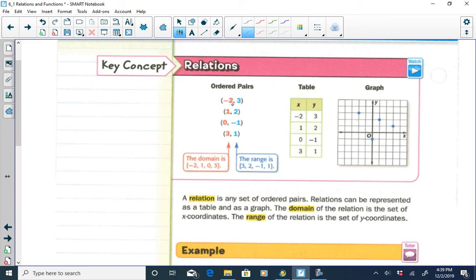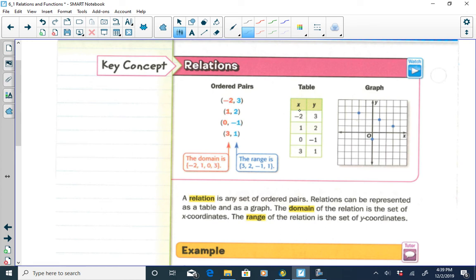So when we look at our relation according to our ordered pairs, each one of these input values, or x values, is listed in our domain. So -2, 1, 0, and 3 would be our domain values, or input values, or x values. Our range values, or y values, or output values would be 3, 2, -1, and 1.